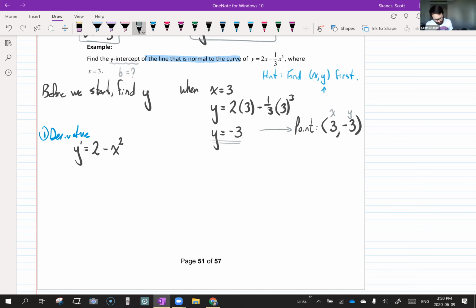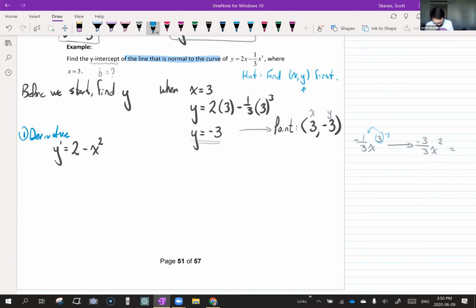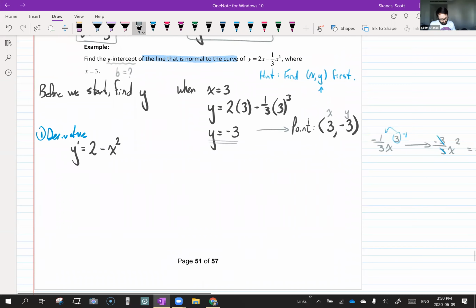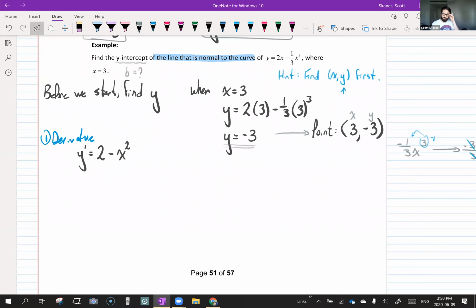I'll make a side note here. If you have a function like this, negative 1 over 3 x to the power of 3, and we want the derivative, notice that the 3 comes down and subtract by 1. So it would be negative 3 over 3 x to the power of 2, which is actually just negative x squared. That's why that works out the way that it does. Okay? So with that in mind, this is our derivative. What's our next step?